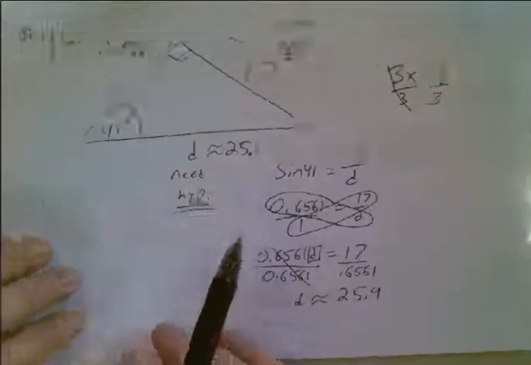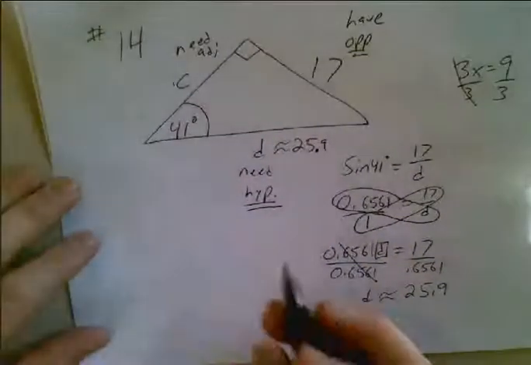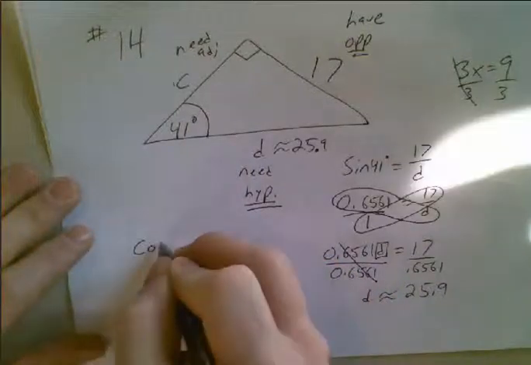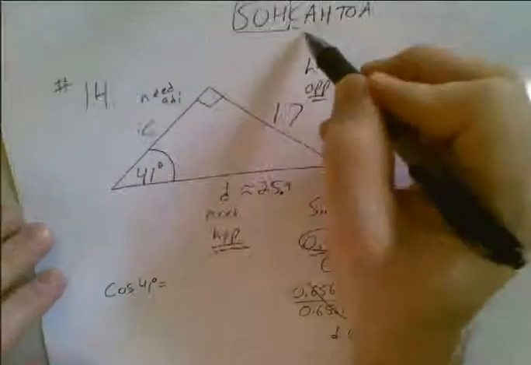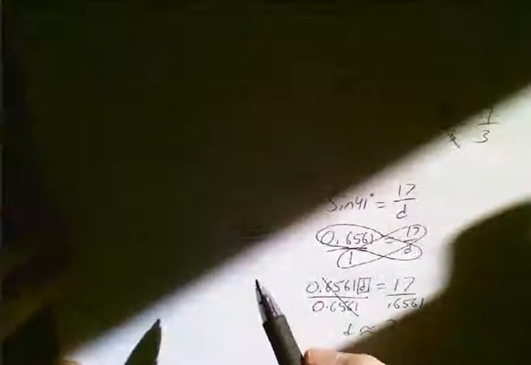So let's just do that just to make sure you can at least get through the work. Cosine, of course, of 41 is going to be, cosine is adjacent over hypotenuse, right?